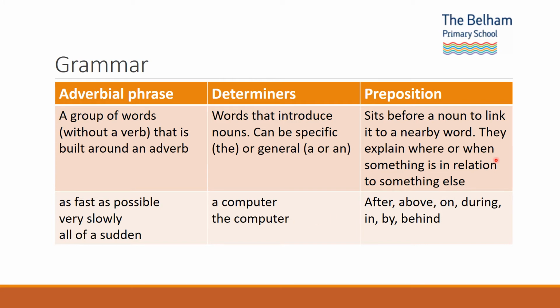And then prepositions. So prepositions sit before a noun to link it to a nearby word, and they normally explain where or when something is in relation to something else. And some examples here are after, above, on, during, in, by, behind. And just to give you a further example, in the sentence, she taught yoga on the beach, the preposition is on, and it sits before the beach, and it links to taught. She taught yoga on the beach.